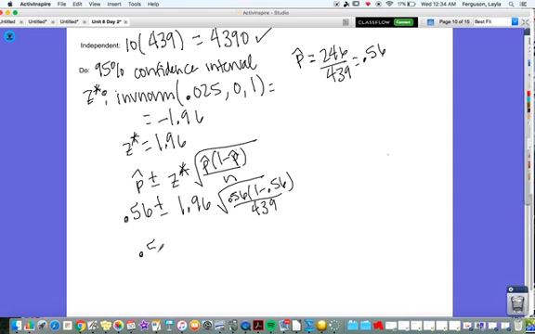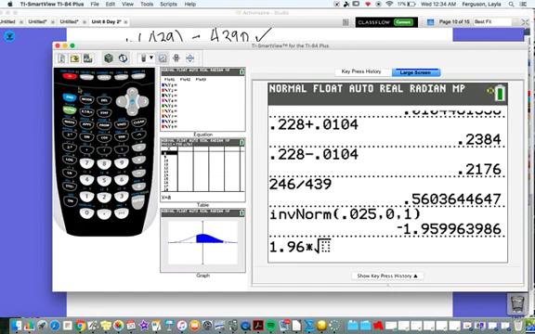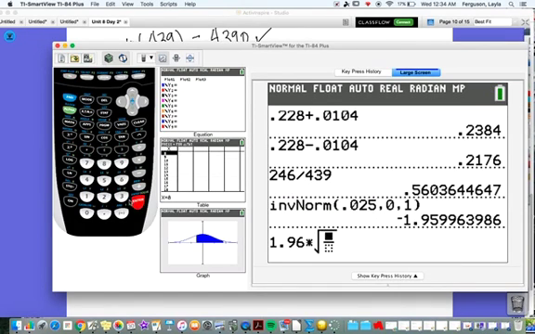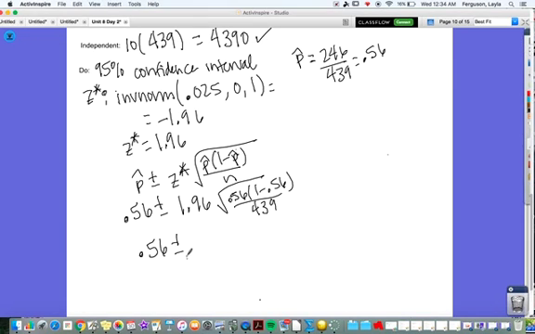All right, so I'm going to do 0.56 plus or minus, go to the calculator, do 1.96 times the square root of 0.56 times 1 minus 0.56, all over 439. When I do that, I get 0.046.